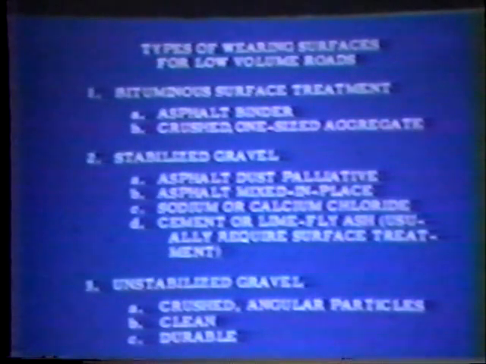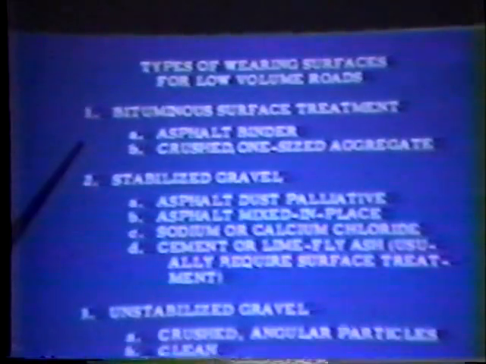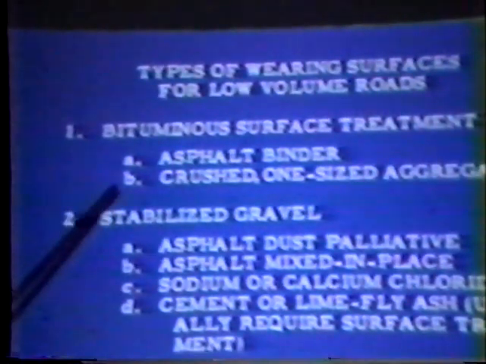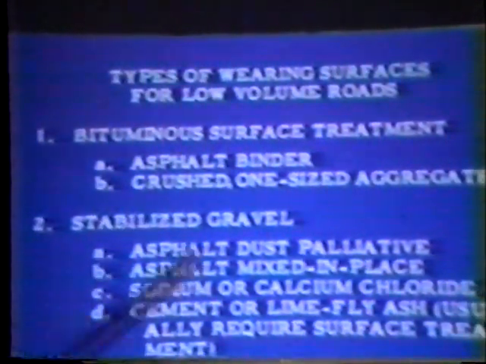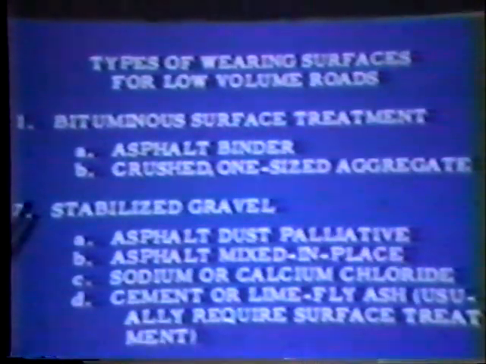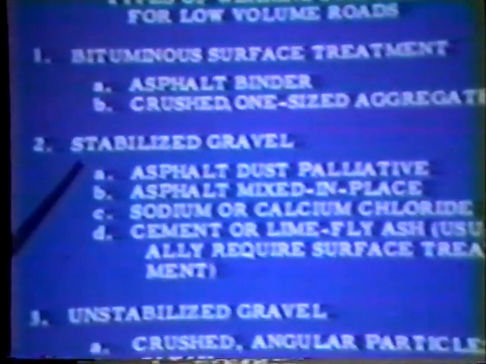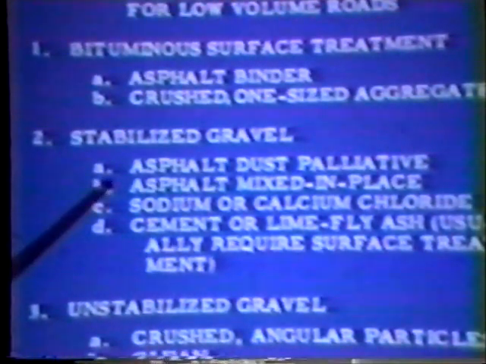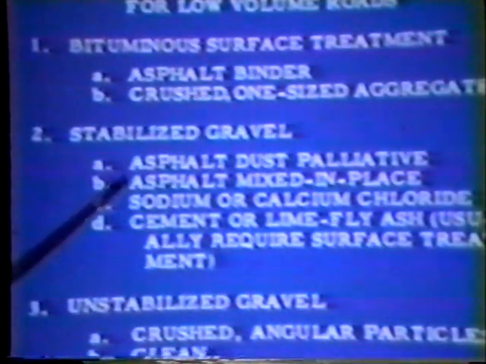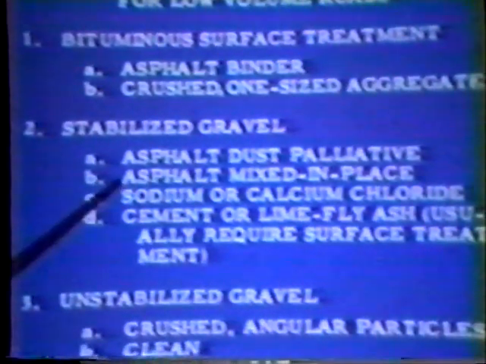For lower volume roads, typically we tend to use bituminous surface treatments, where we have an asphaltic binder with a crushed one-size aggregate. We will sometimes use a stabilized gravel or a stabilized base, stabilized either with a dust palliative or with asphalt mixed in place.